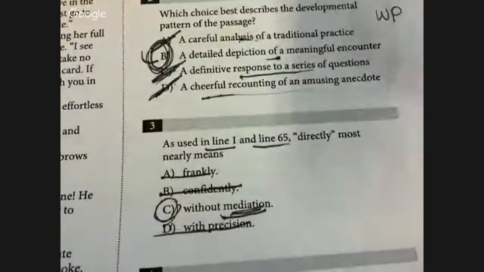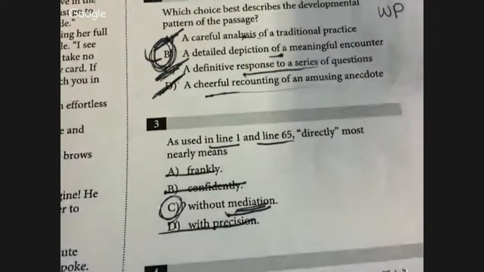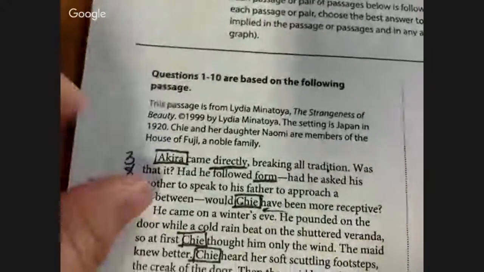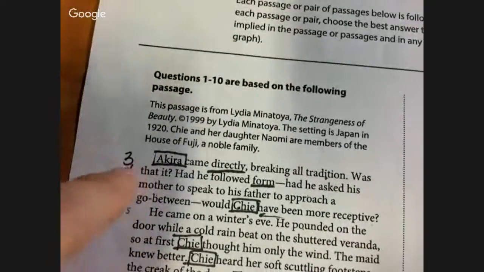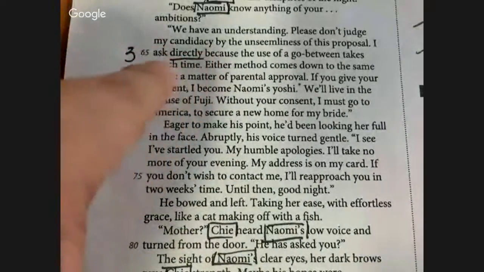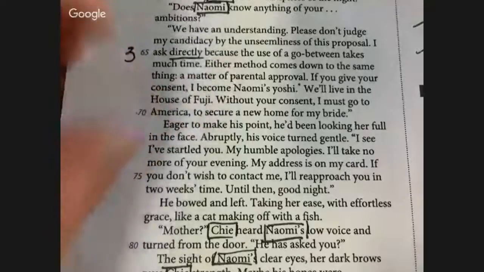Number 3, as used in line 1 and 65, directly most nearly means. Okay, so here are some lines. I will plot them to make them easier, to make sure I pay special attention whenever I get there. By line 1, I put a 3 for question 3. And then here at line 65, I do the same, and I underline the word so I can make sure that I pay attention to it when I come across it.